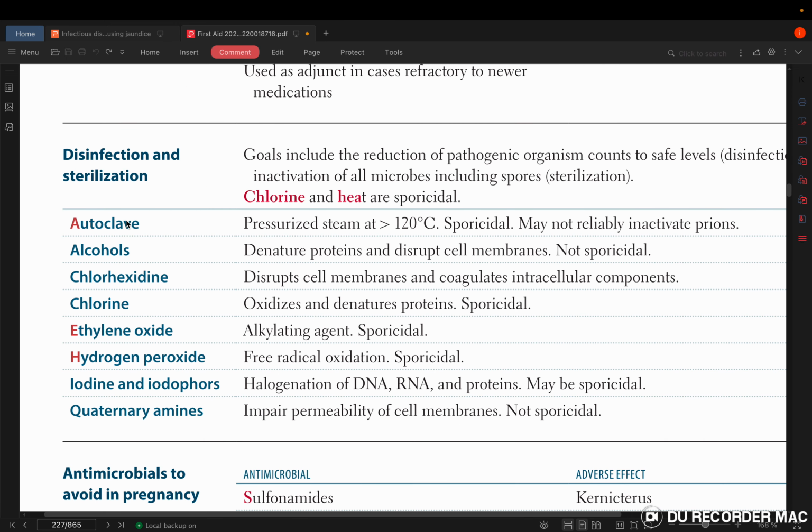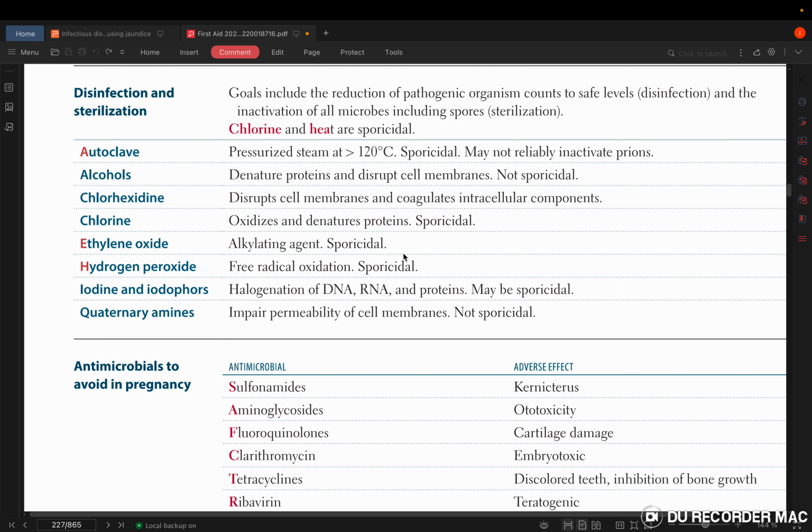Okay? So, if we speak about chlorine and heat, both of these are sporicidals. The autoclave is one of the best things we can do. It's pressurized steam at 120 degrees Celsius. It's sporicidal, it kills the spores, but it's not good for prions because prions don't really care. So if you do neurosurgery on somebody and you use an autoclave, that might not work. It's safer to throw the tools away and buy new ones every single time.